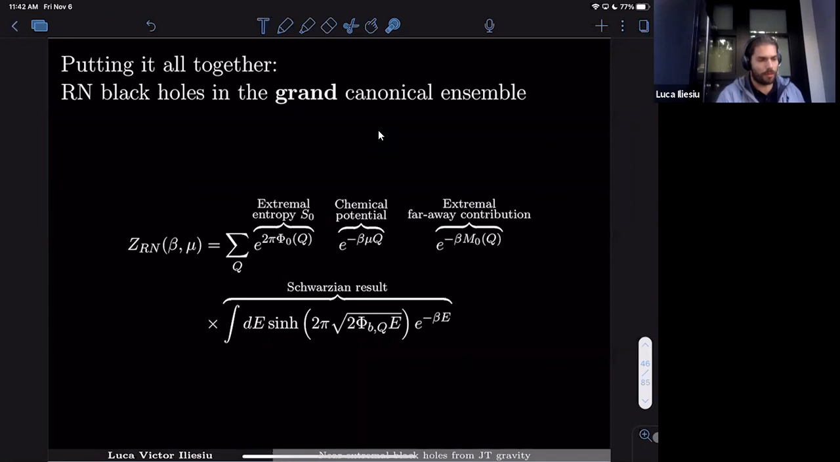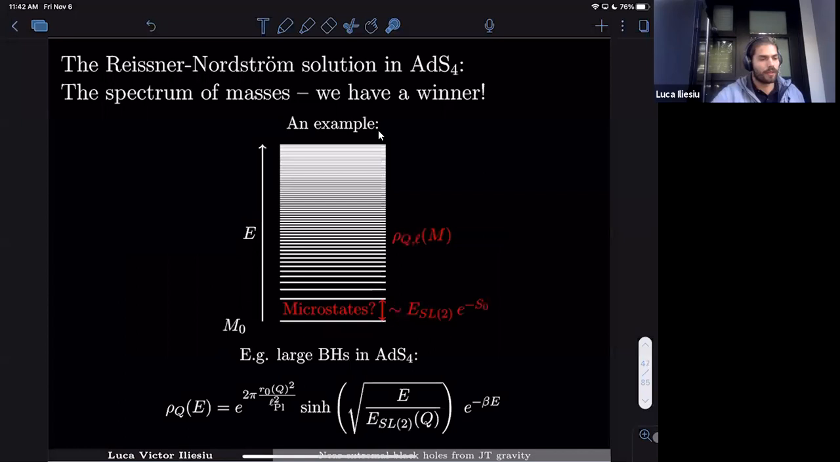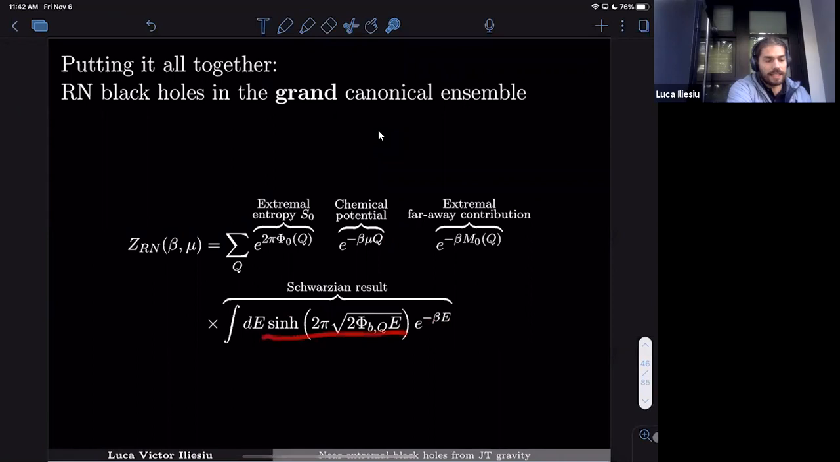So from other terms in the partition function, one can find the entropy and extremal mass of these black holes. And what this Schwarzian result captures is what the mass is of the near extremal state. So what are the energy levels above extremality? So we actually now have a rigorous picture of what happens with these black holes at low enough energies, at E of order E_SL2. So we actually find that, at least naively, the density of states is continuous. There's no gap.